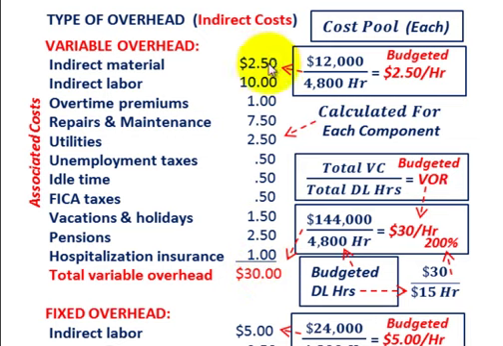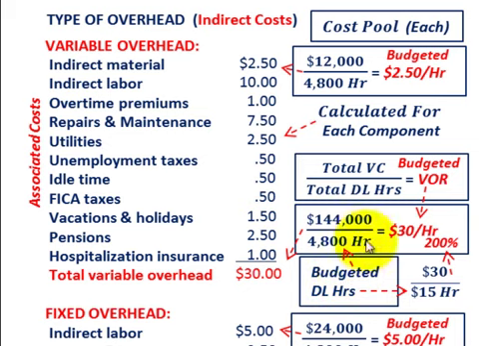Now, if all we knew was our total variable costs for the period, and let's just say they're $144,000 total variable cost, and we know our total direct labor hours, those 4,800 hours, you divide that out, and you're going to get a total variable overhead rate of $30 per hour. Again, these 4,800 hours are budgeted direct labor hours.